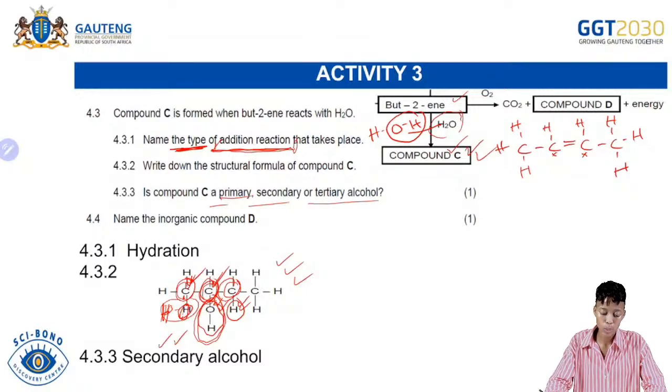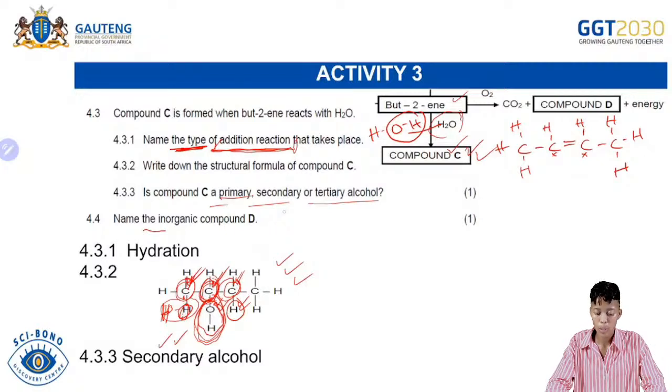But now this one, because it's a secondary, the OH group is attached to the carbon that is attached to what? To two other carbons. Then 4.4, it says name the inorganic compound.